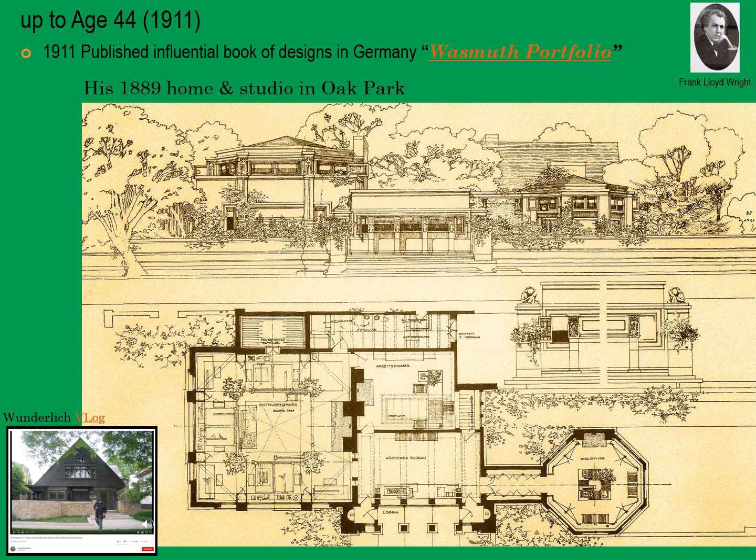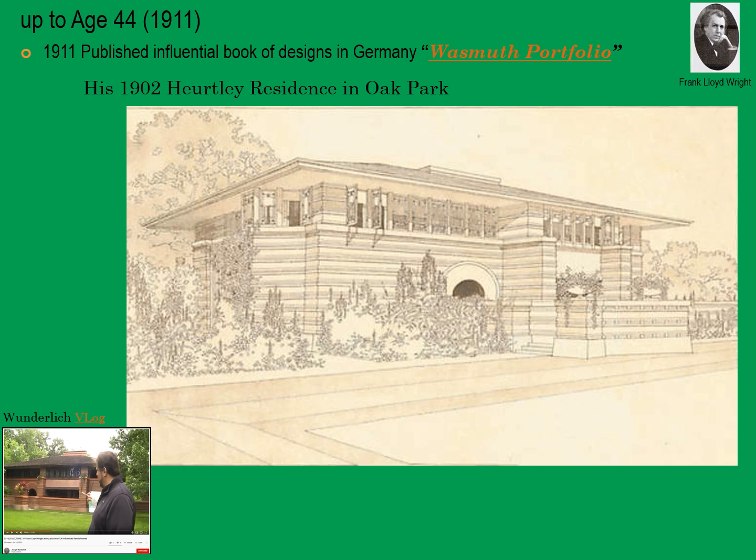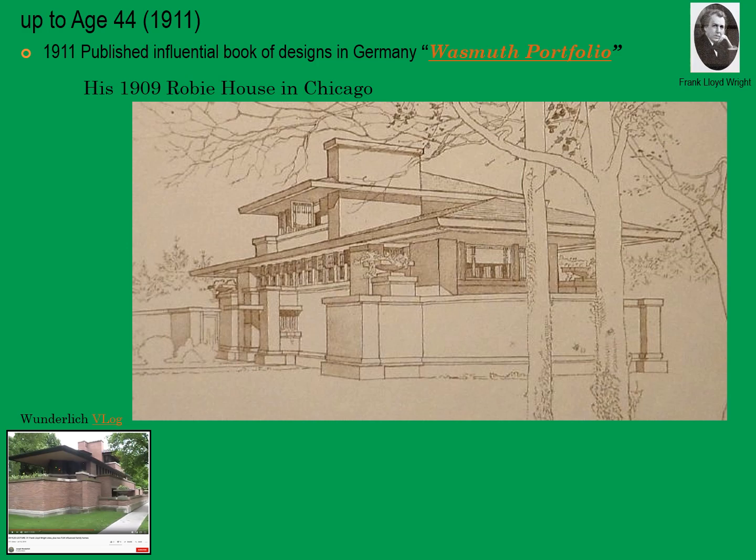And during this time, while he was there, he was making these drawings as part of a very influential publication, primarily in Europe. The Wasmuth portfolio; Wasmuth is the name of the publisher. I just have a couple of the images from that included here. You recognize this is his home and studio in Oak Park from 1889. Also the Heurtley residence in Oak Park, and the Roby House in Chicago, and there are many more. I've purchased this book, and there's quite a bit in it.